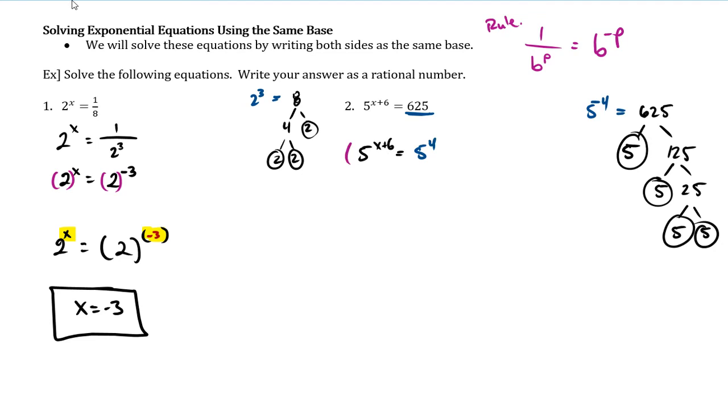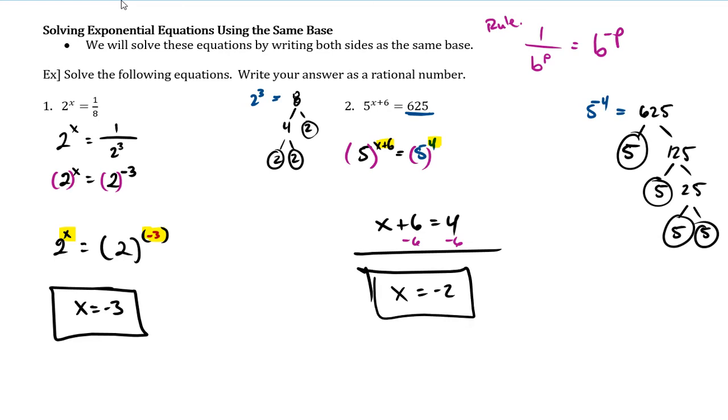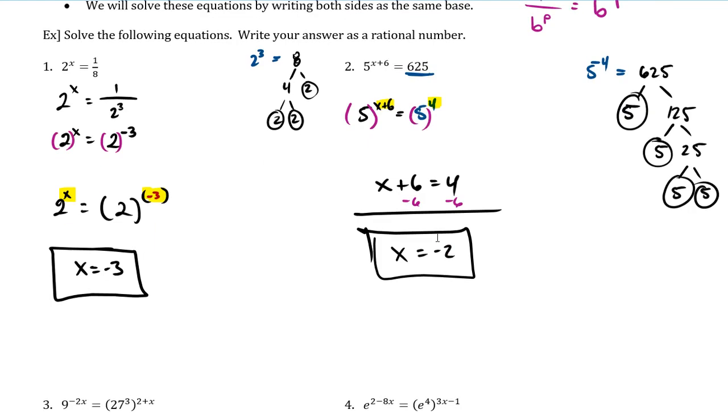Now it's matching right away where I have my bases ready. So that means these powers must be equal. So x plus 6 is 4. And in this, we solve like a normal equation. All I have to do is subtract 6, and we would get x is negative 2. Okay, so that's how we can solve these ones by hand.